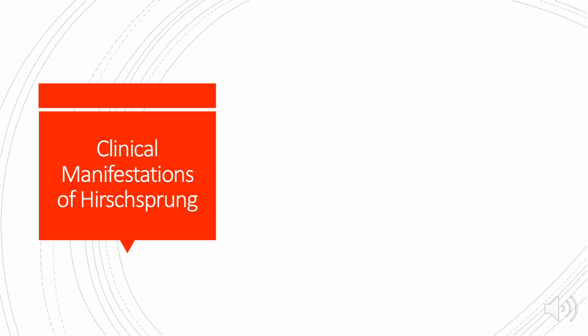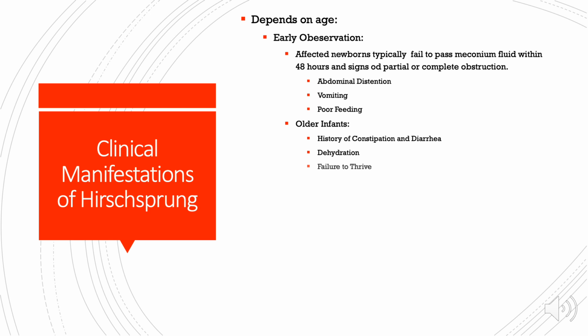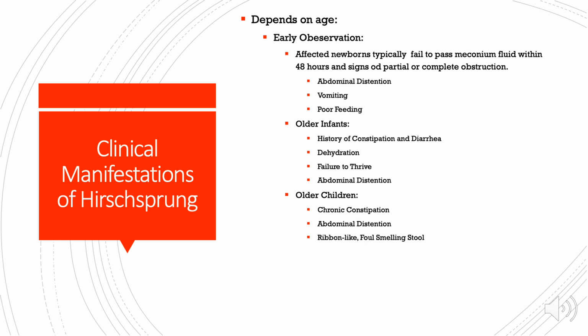Now we're going to go through some of the clinical manifestations of this condition. Most of these will depend on the age of the patient. We'll have early observations, which are focused on newborns, and we'll have the focus on infants and on toddlers as well. This disease is usually diagnosed within the first 24 to 48 hours of the patient's life, but can take up to 6 weeks or even later than that. The reason why it's diagnosed so early is that the patient is unable to expel the meconium fluid that is present during birth.